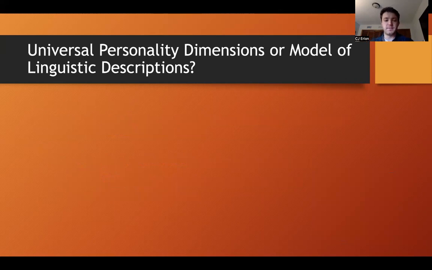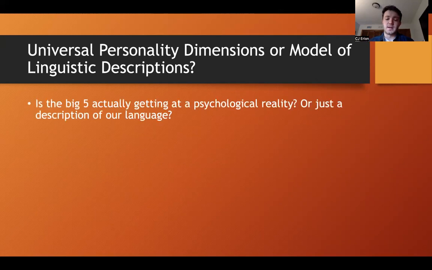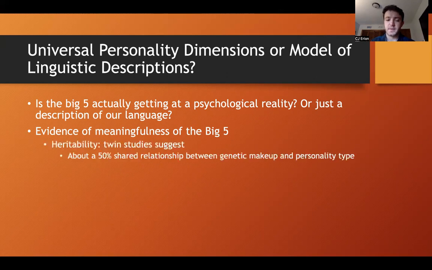I talked about briefly in the first video of traits, how, kind of similarly to the emotion discussion that we had, there is potentially an issue about whether these traits or dimensions are actually measuring psychological reality or whether they're just a description of our language. There is some substantial evidence to suggest that the big five and these factors are actually a thing, that they actually are getting at measuring psychological reality.